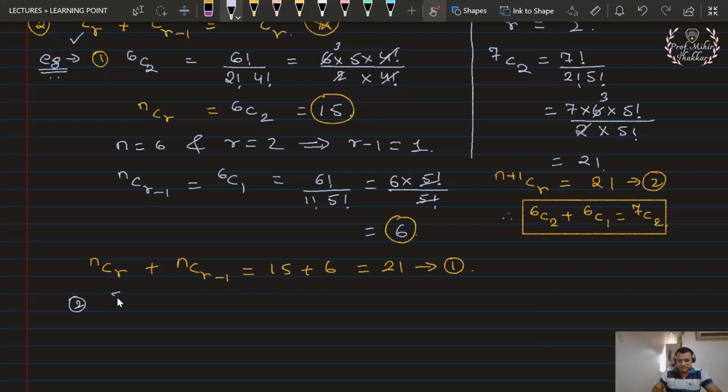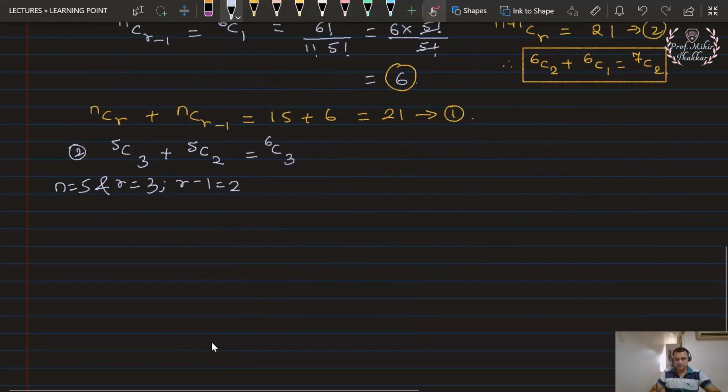If I have 5C3 plus 5C2. So if I consider over here that r minus 1 is equal to 2, then r will be equal to 3 in fact. And n is equal to 5. So n plus 1 will become 6 Cr. So r value over here is 3. So direct answer is equal to 6C3.